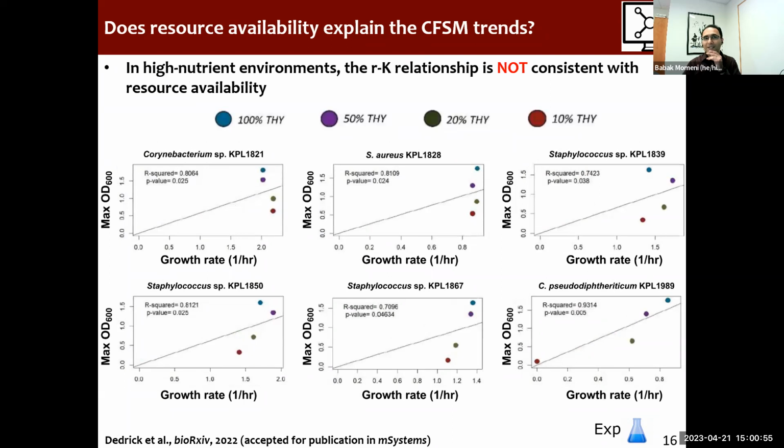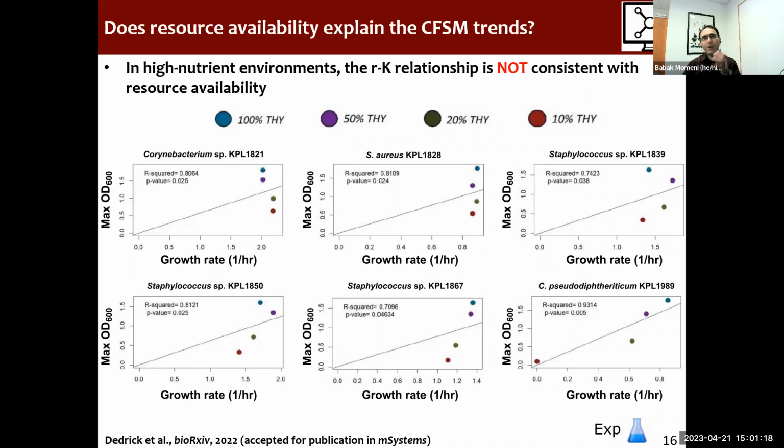Then we asked whether this holds everywhere, and we saw that in rich medium, if we go above 10% THY, that relationship doesn't hold anymore. So something changes about the way species are interacting in these more rich environments. Even if we just do simple dilutions, they don't follow the same trend as what we expect for Lotka-Volterra type equations to hold.